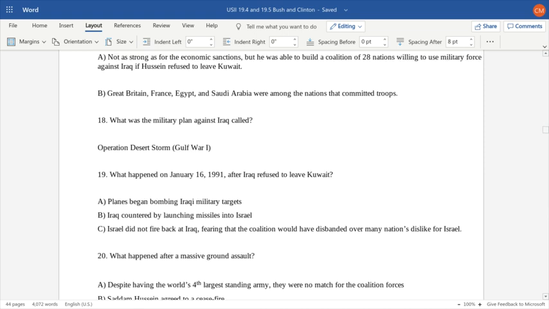Iraq countered by launching Scud missiles into Israel in an attempt to damage Israel. And the hope on the side of Iraq was that if Israel responded with attacks against Iraq, perhaps the American coalition would have crumbled in the Middle East, because the one thing that kind of unites Middle Eastern countries together is their dislike of Israel. Israel did not fire back, fearing the coalition would have disbanded over those countries' dislike for Israel. And the United States had communicated with Israel to be patient and that we would take care of Iraq as quickly as possible and protect them indirectly that way.